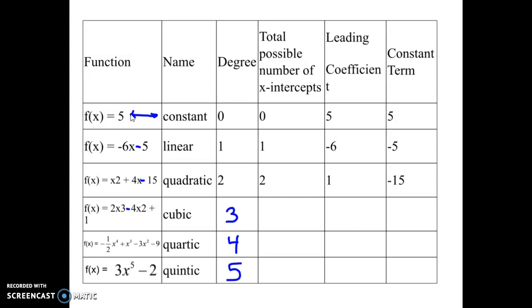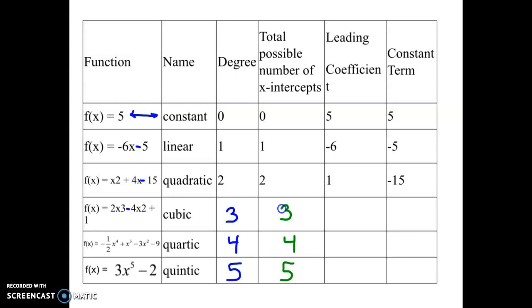So let's fill out the rest of the table. A cubic is a degree of 3, so it could have a maximum of 3 x-intercepts. A quartic, a degree 4, could have a maximum of 4 x-intercepts. And a quintic with degree 5 could have a maximum of 5 x-intercepts. Now let's also look at the leading coefficient. Remember, the leading coefficient is the number in front of the highest powered term. Okay? So here, the leading coefficient is just 5.